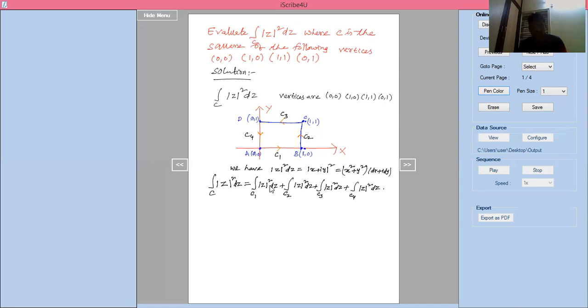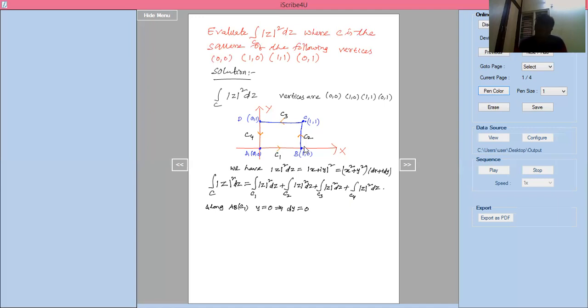Now, what is C1? C1 is the line on the x-axis, along AB. AB is nothing but C1. C1 is y equal to 0, which means dy equal to 0. Why am I taking y equal to 0? It's the x-axis, so we can write it as y equal to 0.